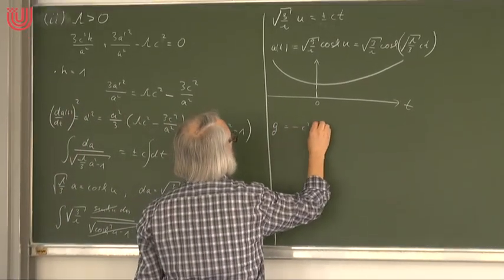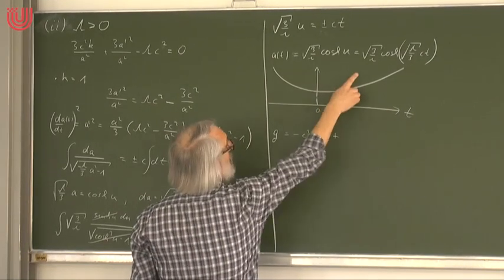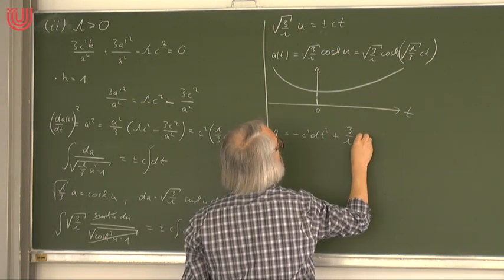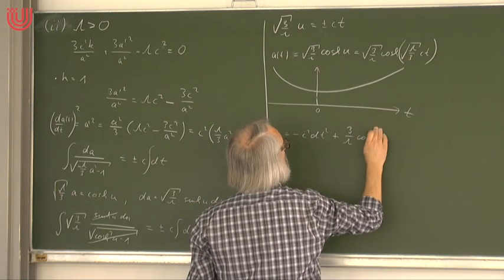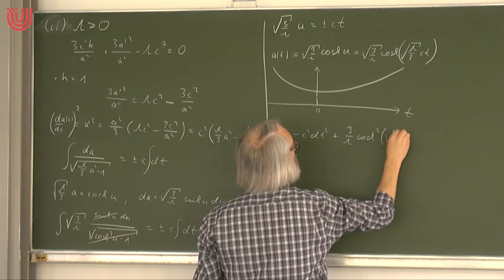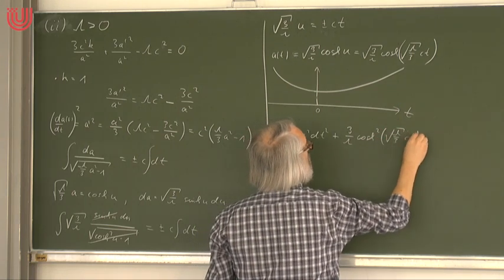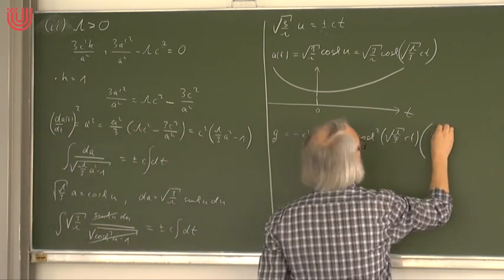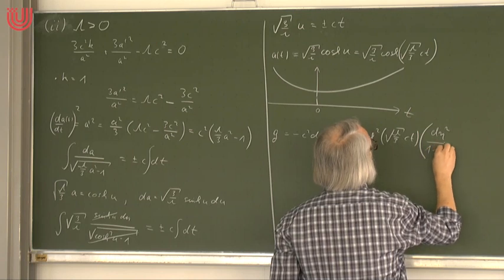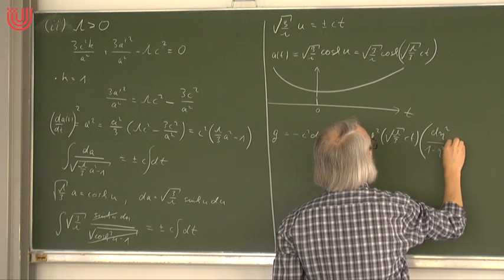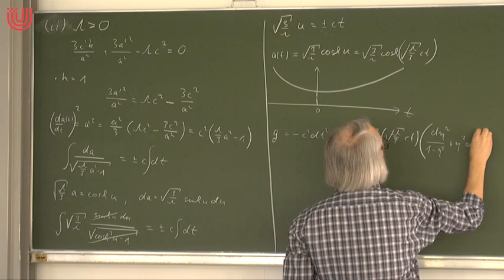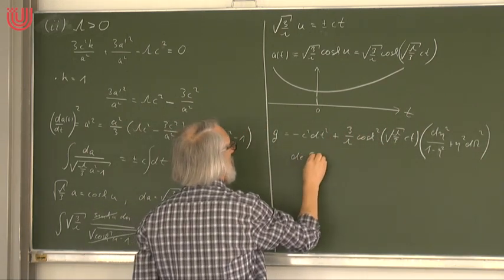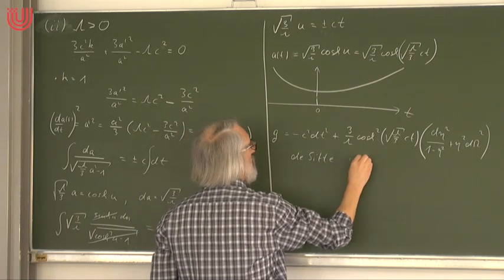The metric looks like minus c squared dt squared. The scale factor squared gives 3 over lambda cos squared of root lambda over 3 ct. And then it's a space-time with k equal plus 1, so I have d eta squared over 1 minus eta squared plus eta squared d omega squared. And this is what one calls the de Sitter universe.